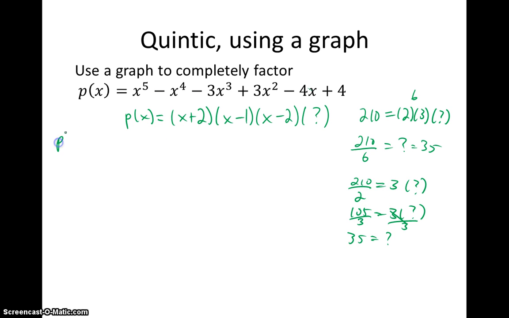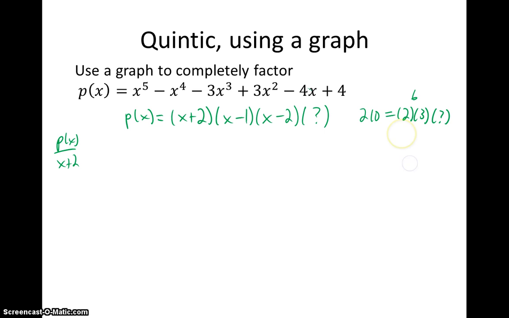So we'll start with P of x over x plus 2. And then after we do that division, we can use synthetic there because it's linear. After we do that division, then we'll divide by x minus 1, and then we'll divide by x minus 2. So I'm going to erase these just to give myself a little bit more space. And we'll do some synthetic division.